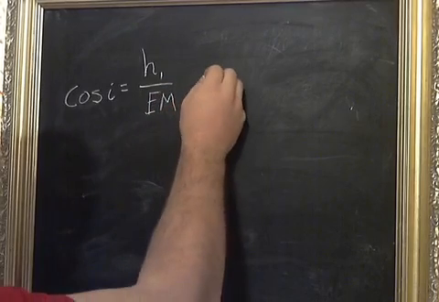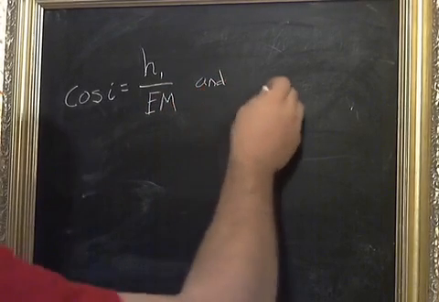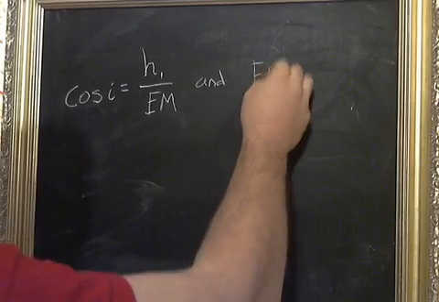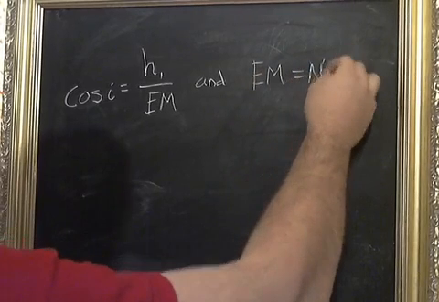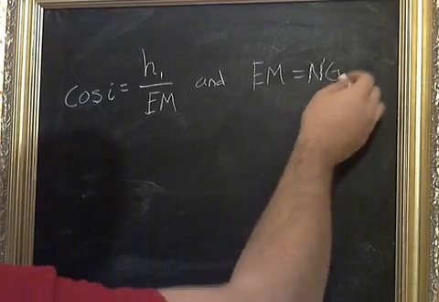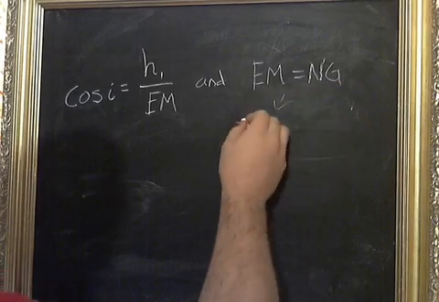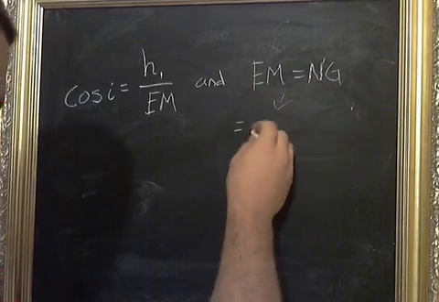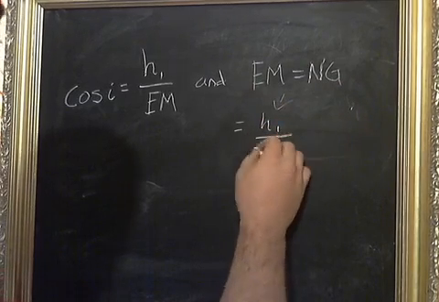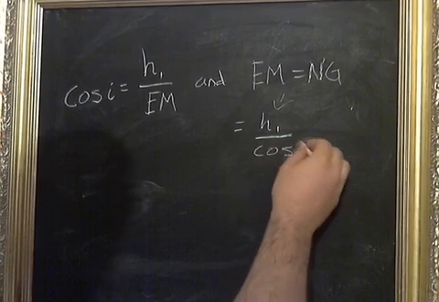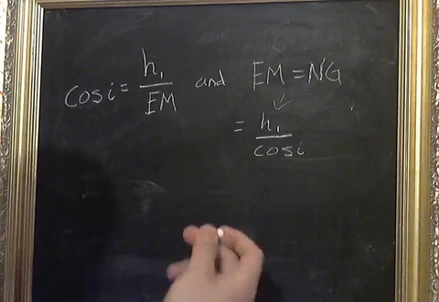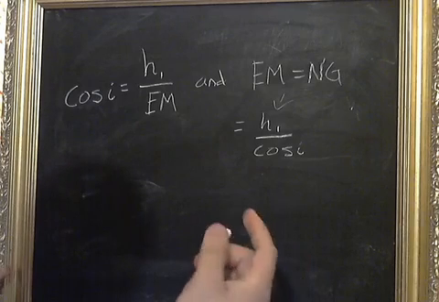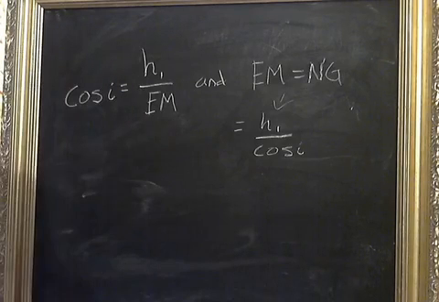And we also know that em, in this case, is exactly equivalent to mg, and that em and mg are both equal to h1 divided by cosine I. Again, using our trig functions. And we can say that em equals mg equals h1 over cosine I, right? They're equivalent statements.